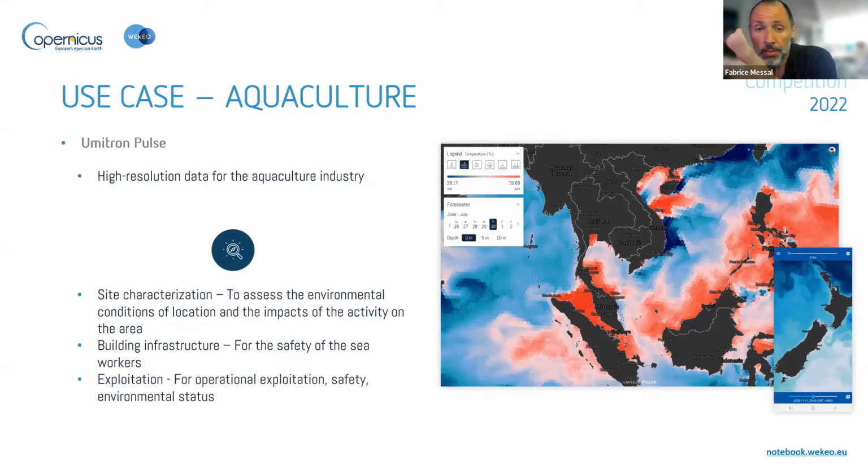And in this kind of topic, the Jupyter Notebook should demonstrate the capacity of the Wikio platform to mix different kinds of data, from atmospheric data to marine data, from satellite data, in situ data with model data, even external data like users' data.